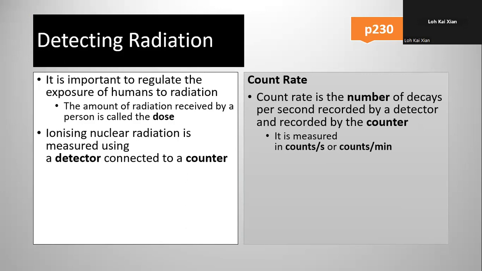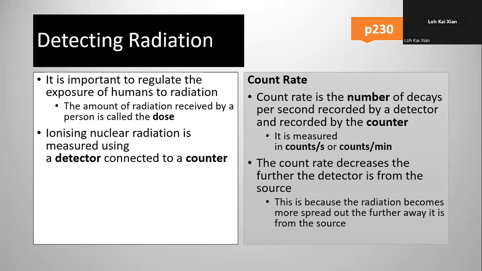So the radioactive substance will emit radiation. The radiation is the one that is detected by the detector. And then it will count 1, 2, 3, 4, 5. So it will be counts per second or counts per minute.